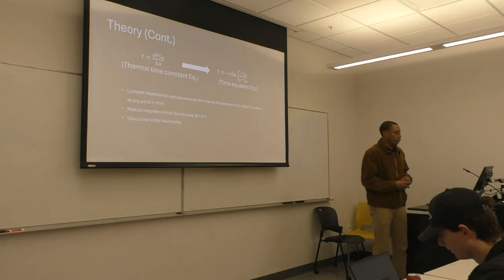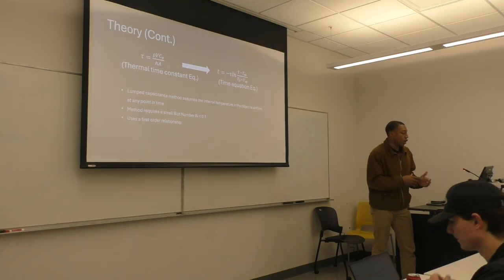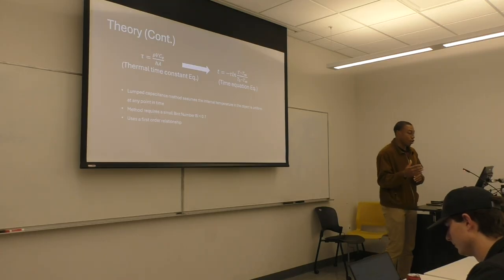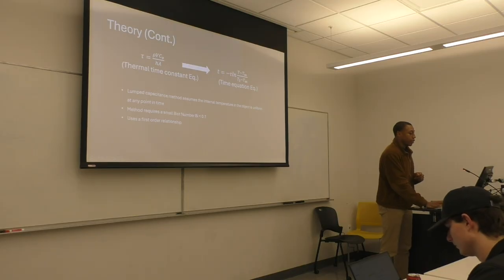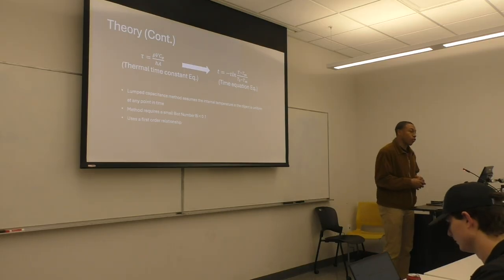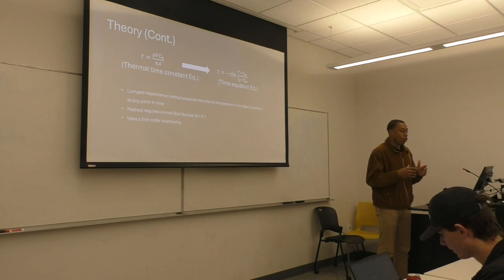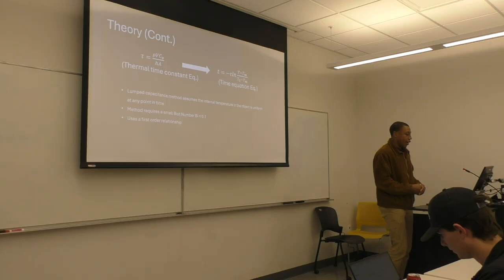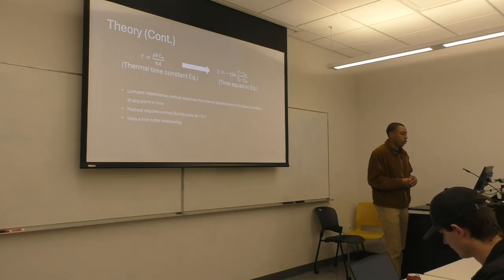Going on to more theory. After we do some more math, we get a simplified version of the thermocouple time constant equation, and then we can find a time equation to get time as a function of temperature. Going back into the lump capacitance method, we assume that the internal temperature in the object is uniform at any point in time. So essentially temperature is a function only of time, not of a point or location on the object. The method also uses a small Biot number, less than 0.1, as well as a first order relationship.